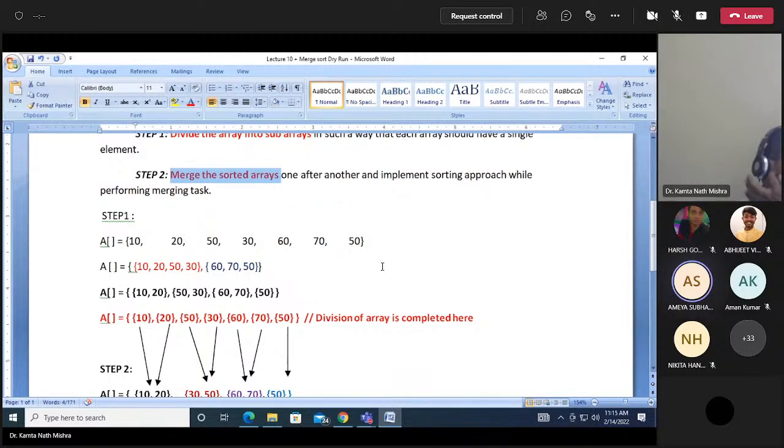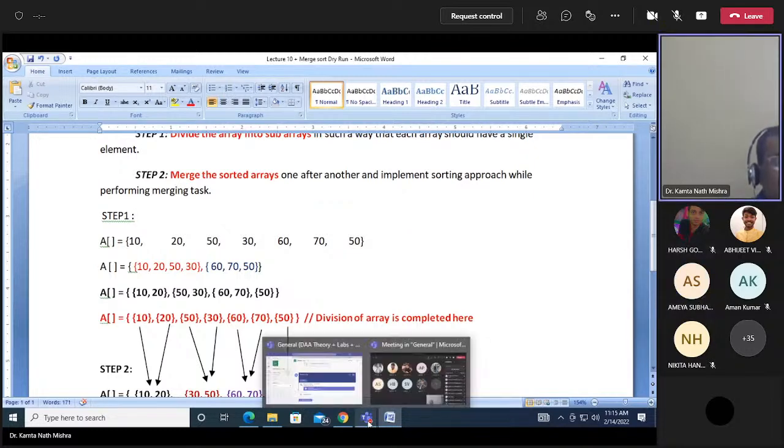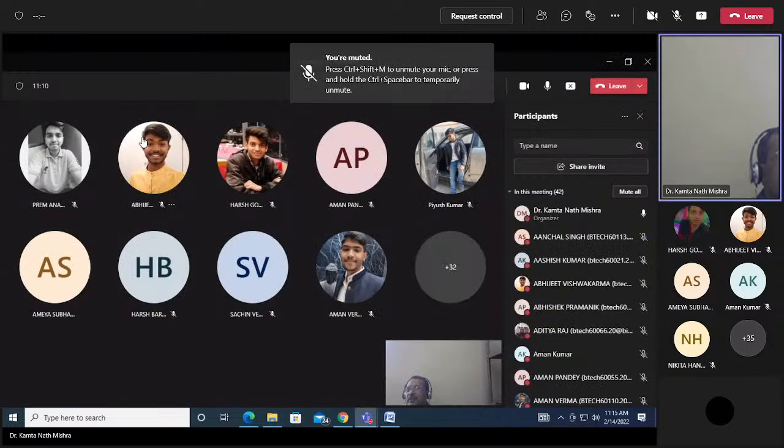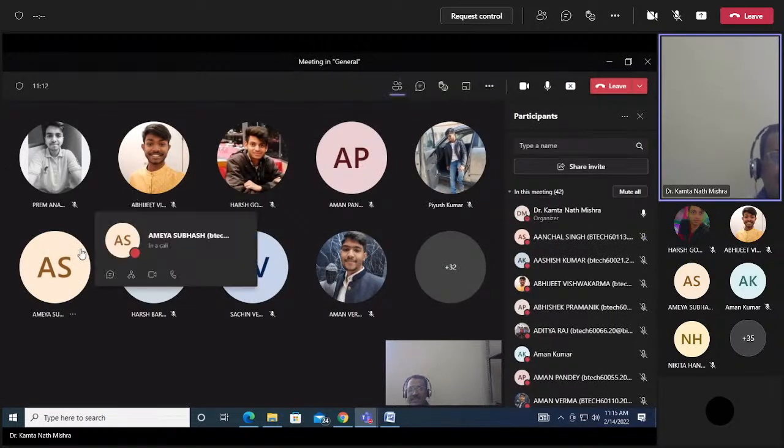So step 2, merge the sorted arrays one after another and implement the sorting approach while performing the merging task. In step 2, how many rupees notes are you having? For now, I am having 500. Only one note. And Aman Pandey has one note of 200. And Prem Anand has?